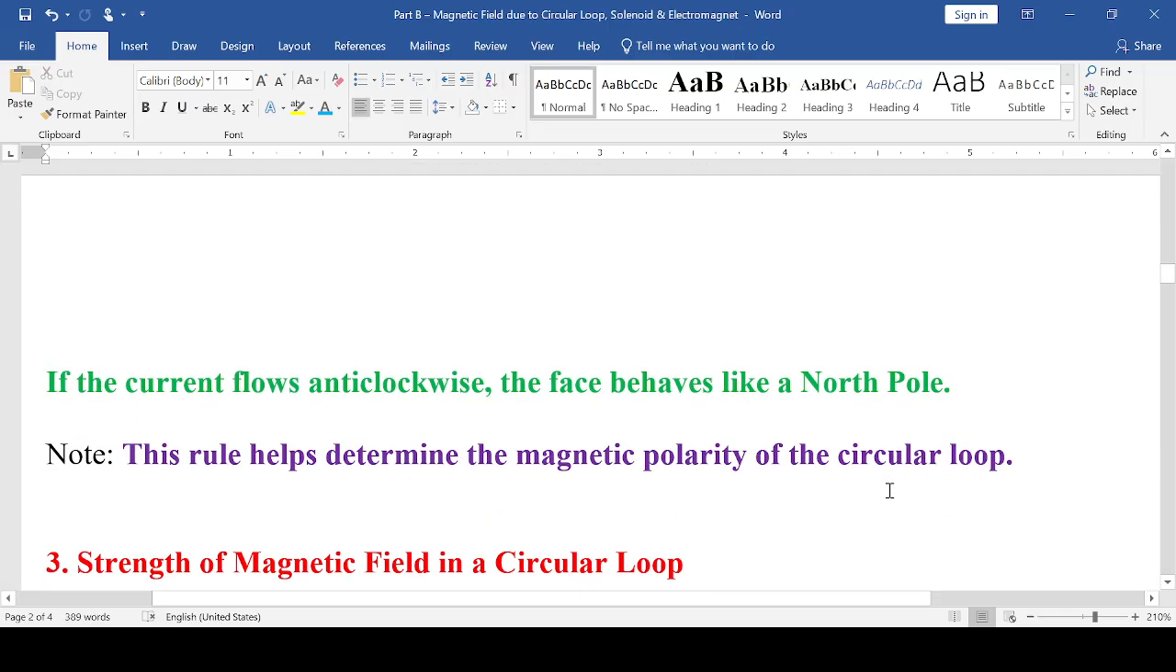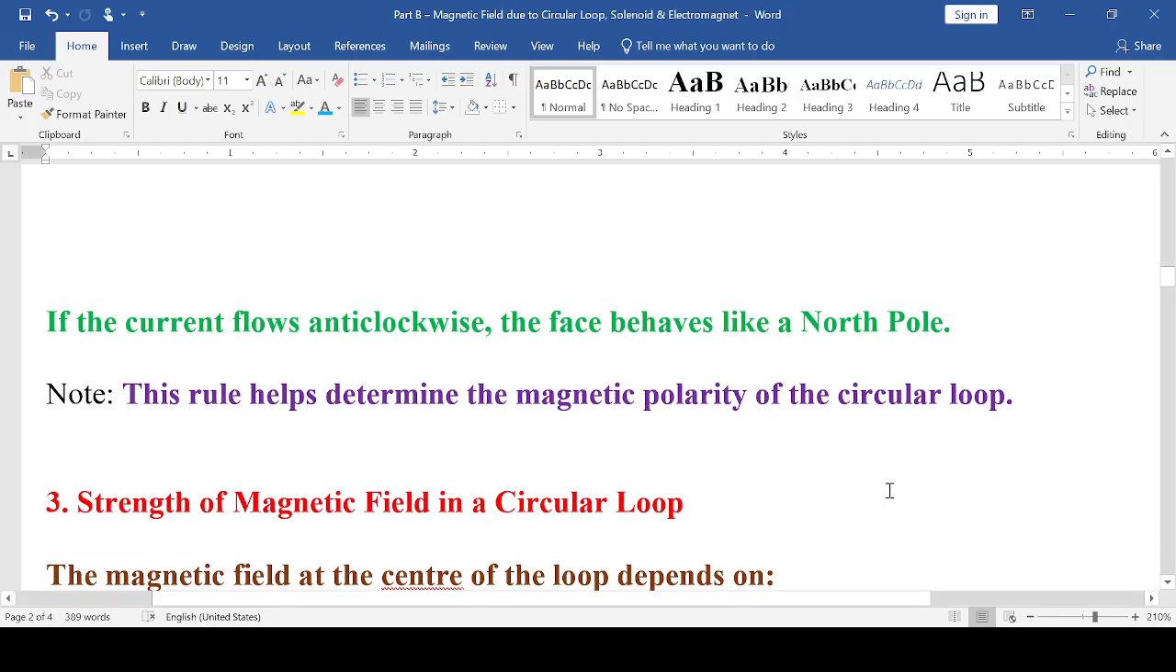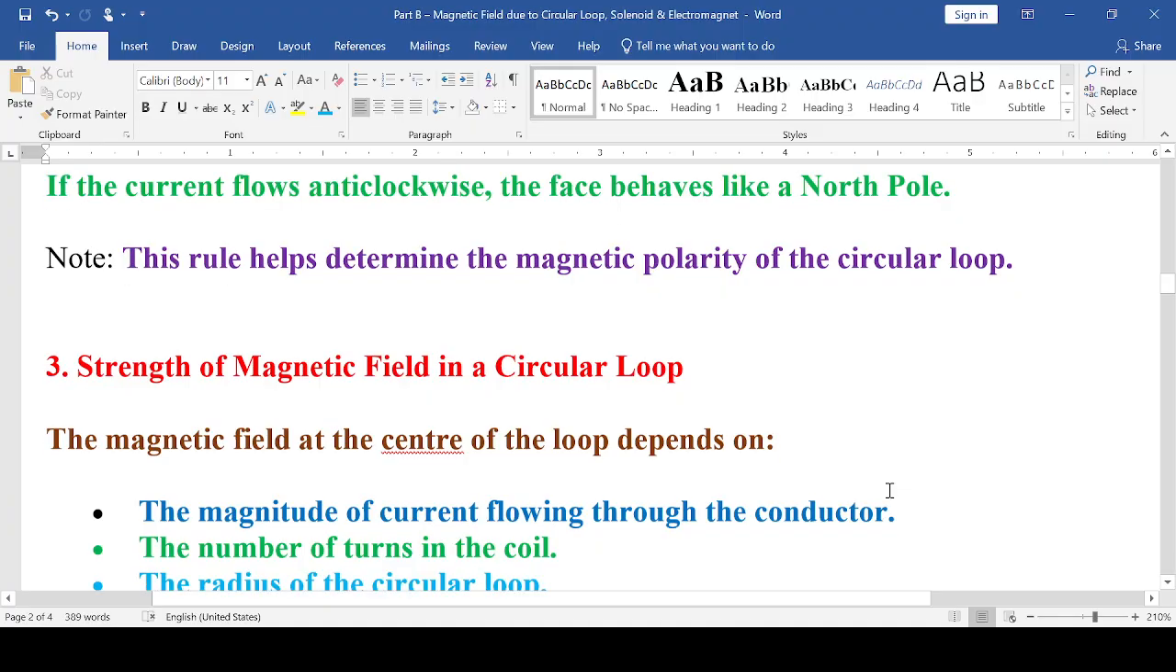If the current flows anti-clockwise, then what will happen? Vice versa, the face will behave like a north pole. Always remember, this rule will help you determine the magnetic polarity of the circular loop.